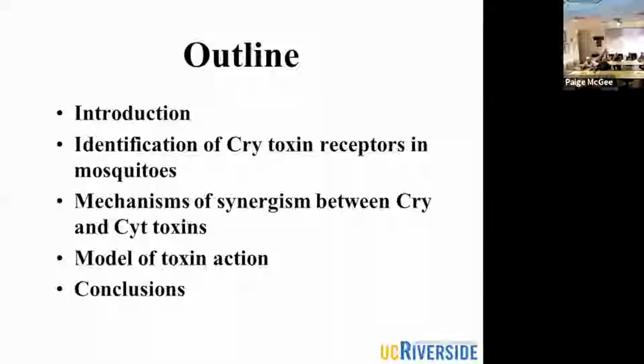So I'm going to provide an outline, which first would be giving you an introduction, then talk about some of the receptors that are involved in toxin action, then talk about some of the roles of multiple toxins acting, that is the cry and cytotoxins, and then a general mode of action with some general conclusions.